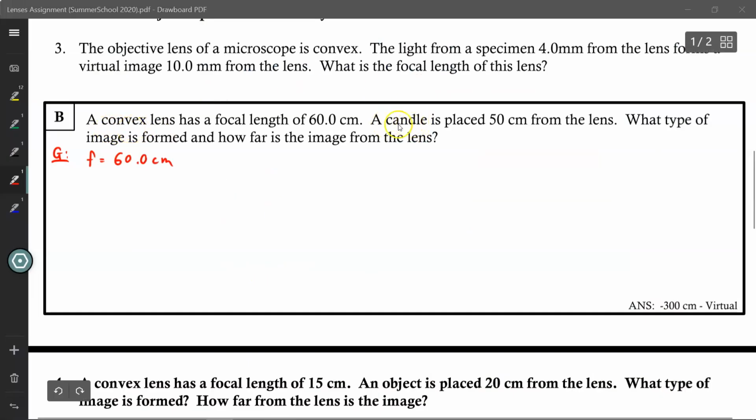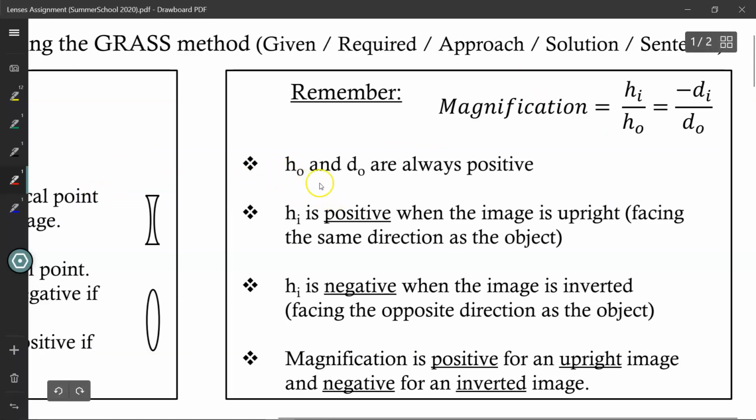It then goes on to say that a candle is placed 50 centimeters away from the lens. Since the candle is my object, I say distance of the object is 50 centimeters. Please remember that height of the object and distance of the object will always be positive because we always compare the image to the original object. So by convention, the object is always positive.